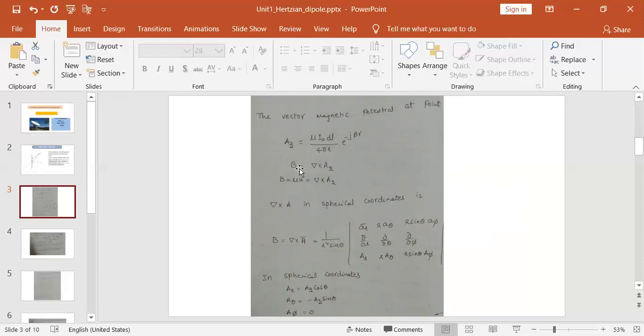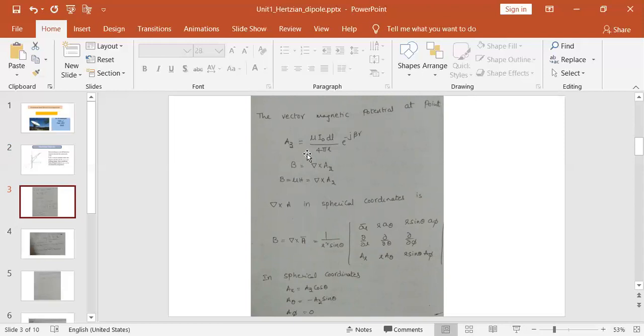So B is the magnetic flux density. B is equal to del cross A, and B is mu H. First we have to calculate the B. From that B we can also calculate H. So this calculation can be done by using spherical coordinate system. That means we have to calculate all the field components in the spherical coordinate system.